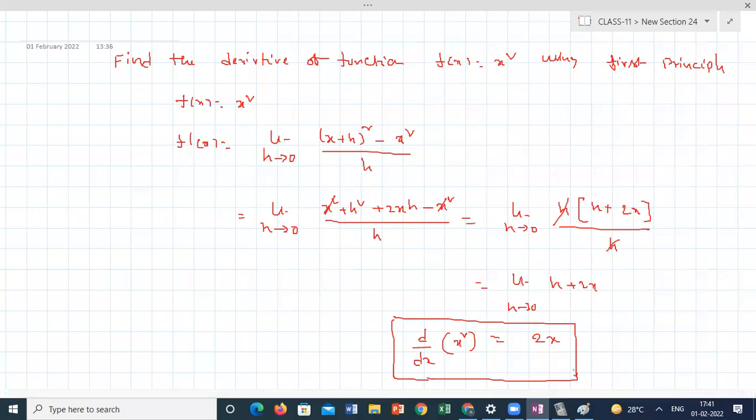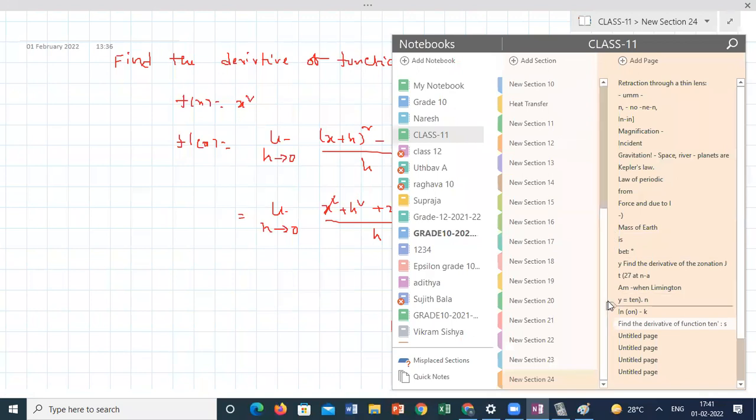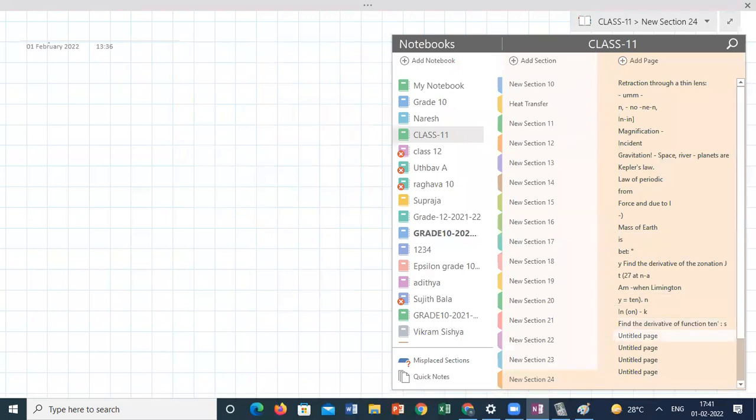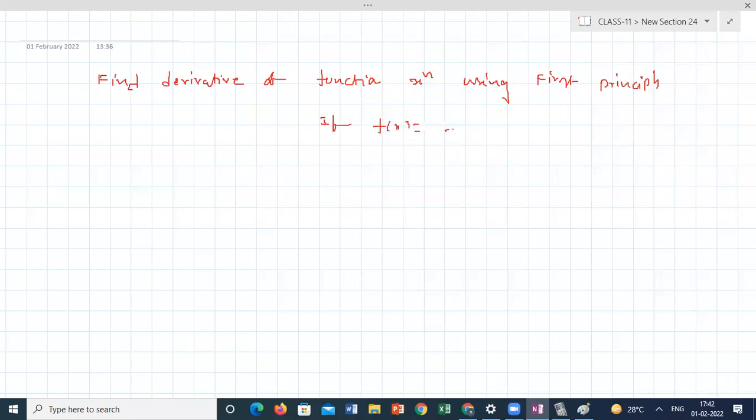Yes, sir. In the same way, can you calculate the derivative of the function x power n using first principle? The answer is, if f of x is equal to x power n, then f dash x, or d by dx of x power n, is equal to n into x power n minus 1.